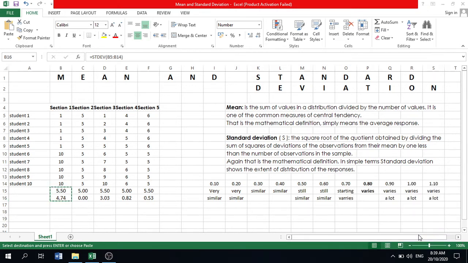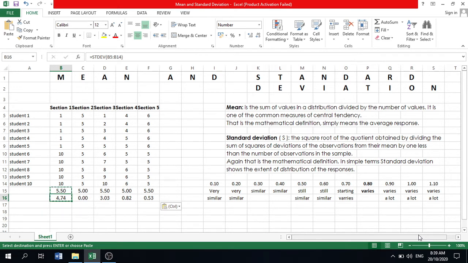Our topic for today is about mean and standard deviation. Mean and standard deviation are basic in research statistics because we want to know the mean of the responses and the mean of the scores. However, mean goes hand in hand with standard deviation. I will explain further later how so. But first, let's define mean.